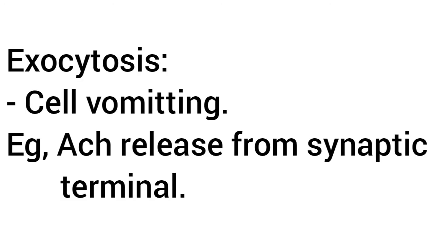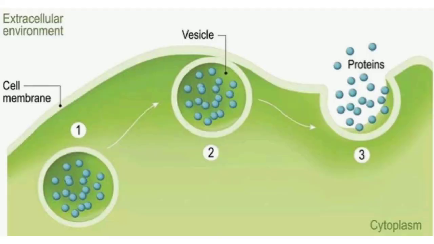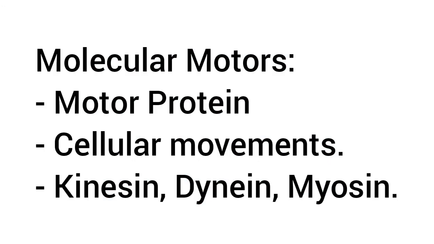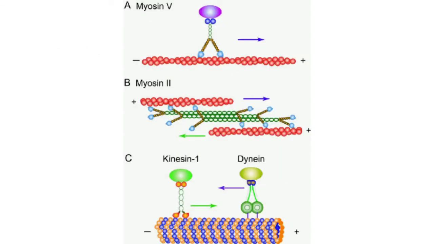Now exocytosis. Exocytosis is also known as cell vomiting. Here the substances are expelled out from the cell. Example of it is acetylcholine release from the nerve terminals. Now we'll see about molecular motors. These are motor proteins which help in cellular movements. There are 3 types of motor proteins. They are kinesin, dynein, and myosin.